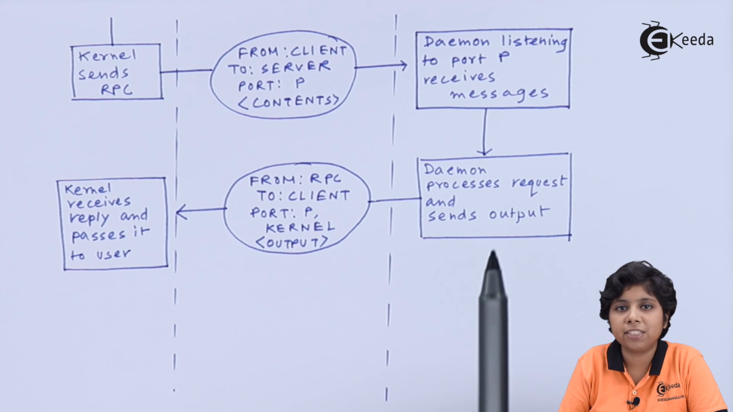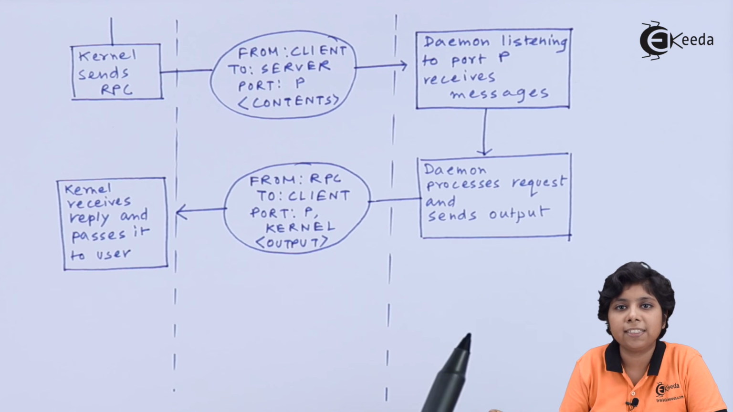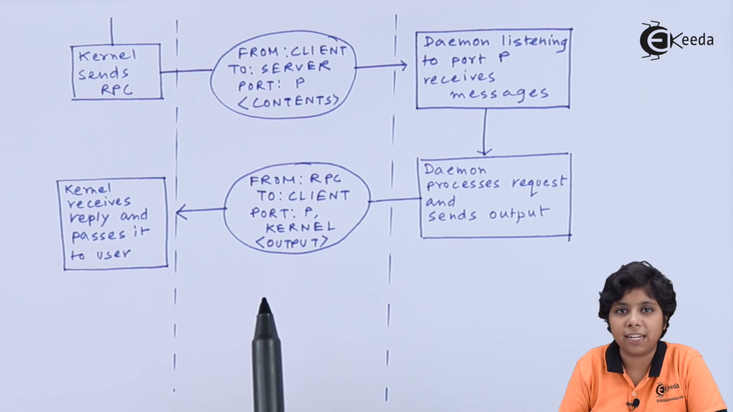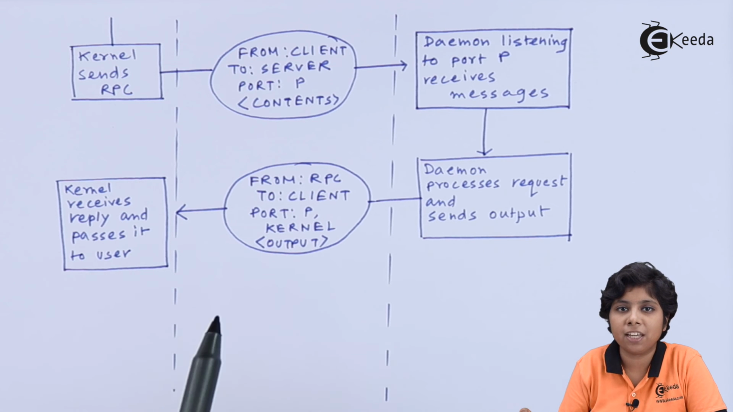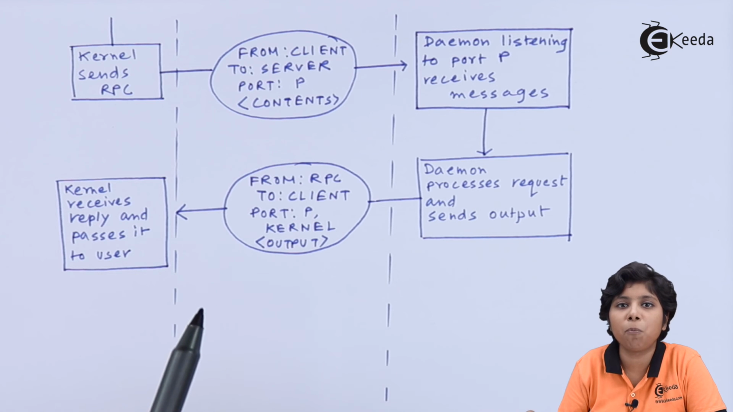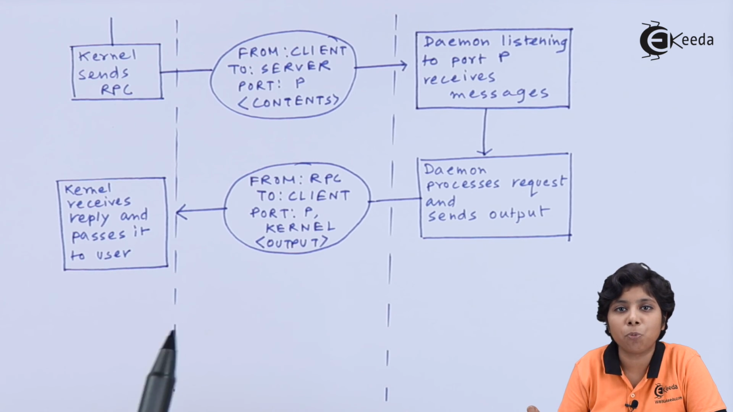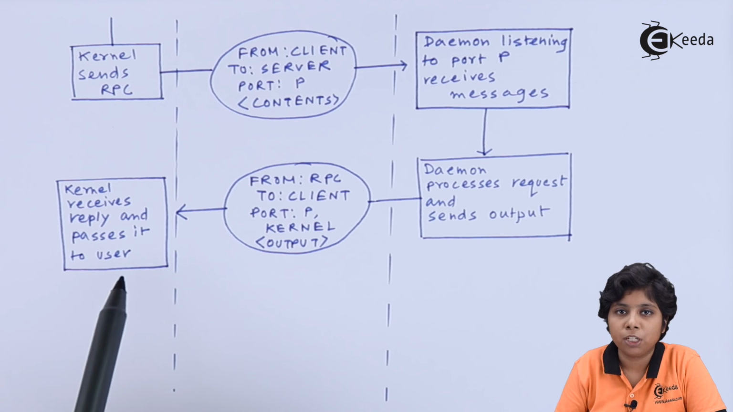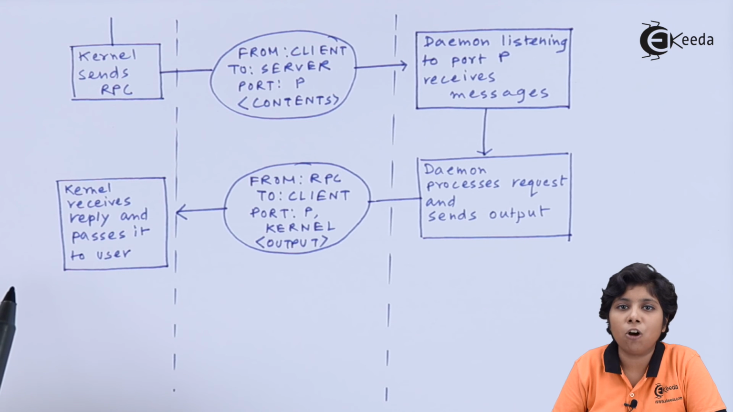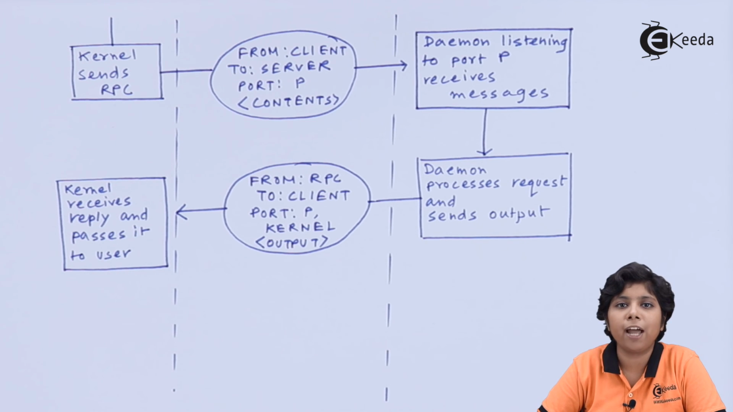Now the server receives the message and processes the output. After processing, it sends the result back to the client. Here it is very important that the message is from the client using the port P and it is to the client port kernel. Now it is actually sending the output. Now the kernel receives the output and passes it to the user, the client, for the actual use of that user.